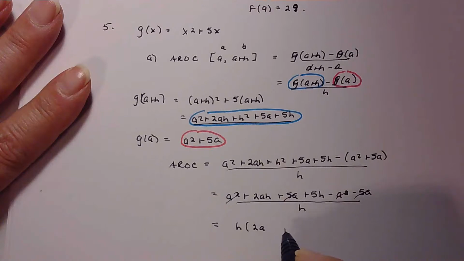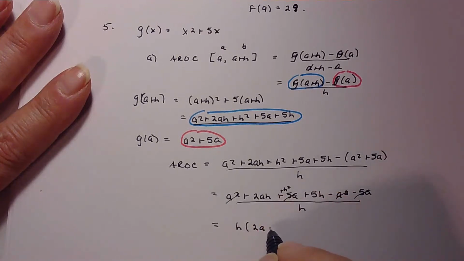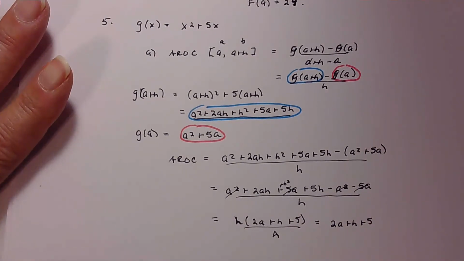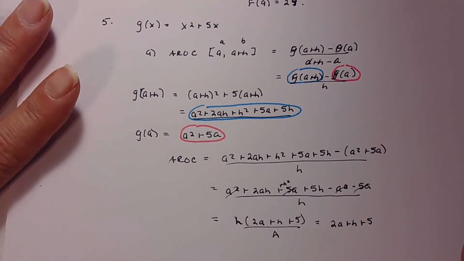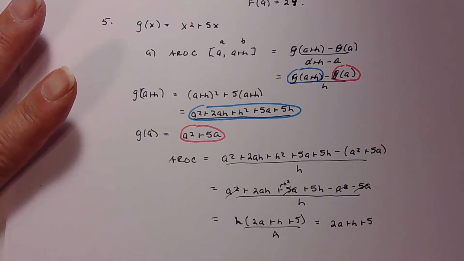So we're going to have 2A plus, I'm missing a term. There was a plus h squared in here. I missed a term. Plus h plus 5 all over h. Those cancel. And so we get this expression 2a plus h plus 5. So this is my average rate of change of this function g at the point where x is equal to a. If it were at the point where x is equal to 1, then it'd be 7 plus h, okay?